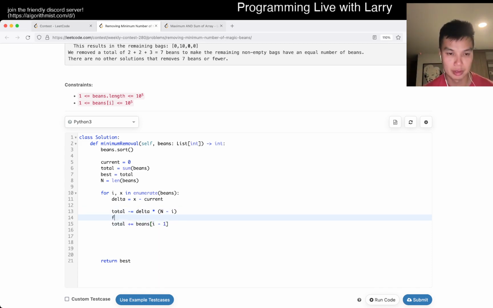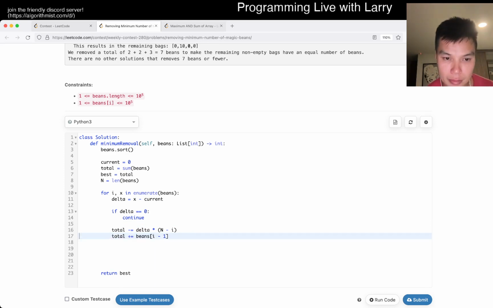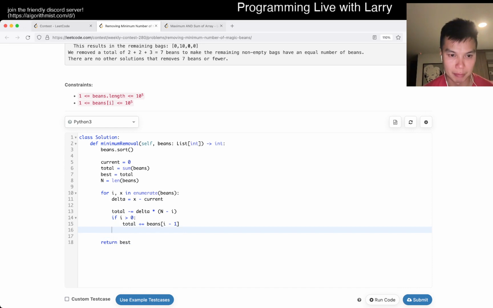Okay. If i is greater than 0 and beans of i minus 1 and delta is greater than 0. Well, let's just do if delta is 0, we continue. But then now we have to add. Then I'm undercounting if that's the case, though. I think this is fine, actually. I think the delta thing is not a big deal. It's just that with delta 0, this is awkward in between. And then, so this is min. Okay.